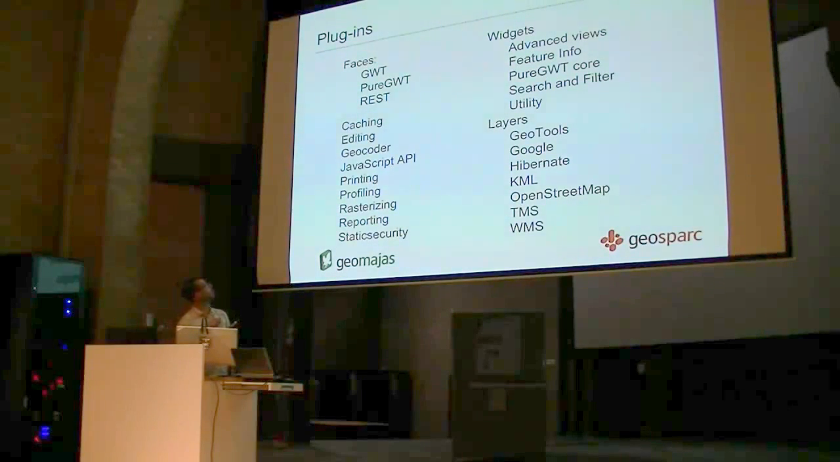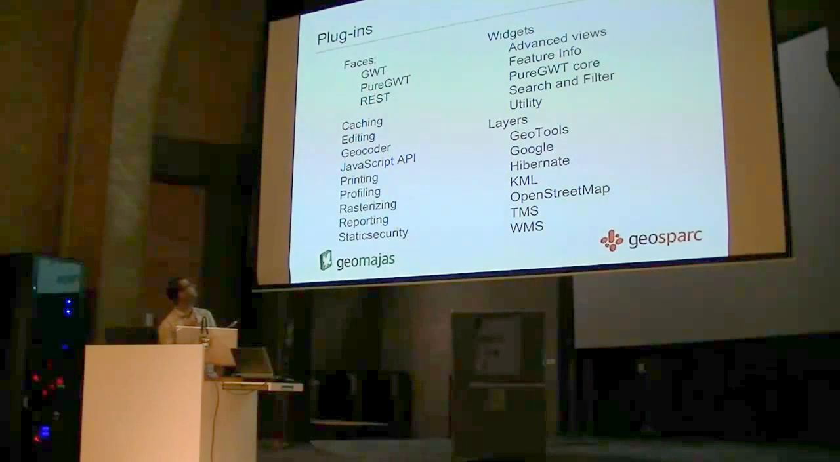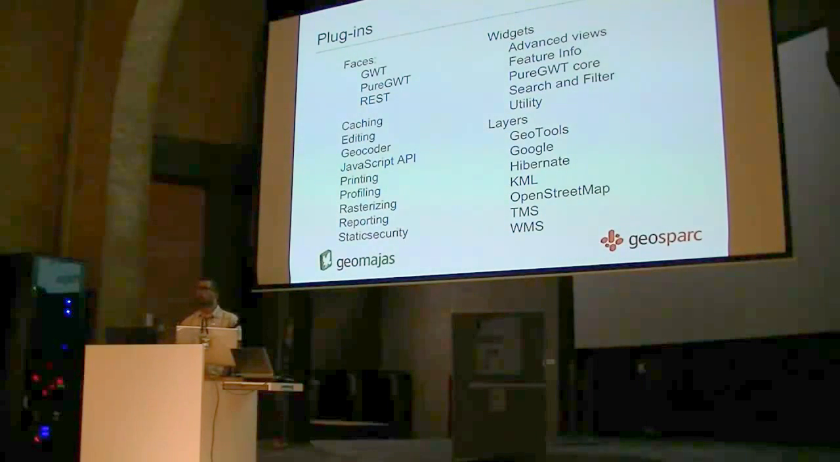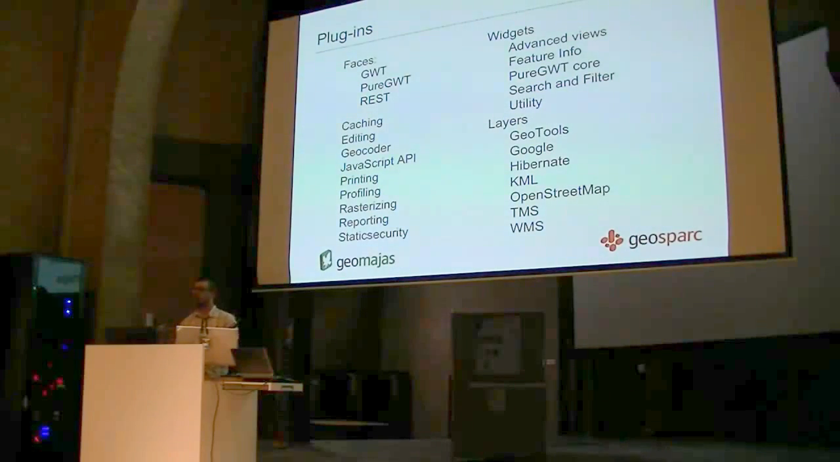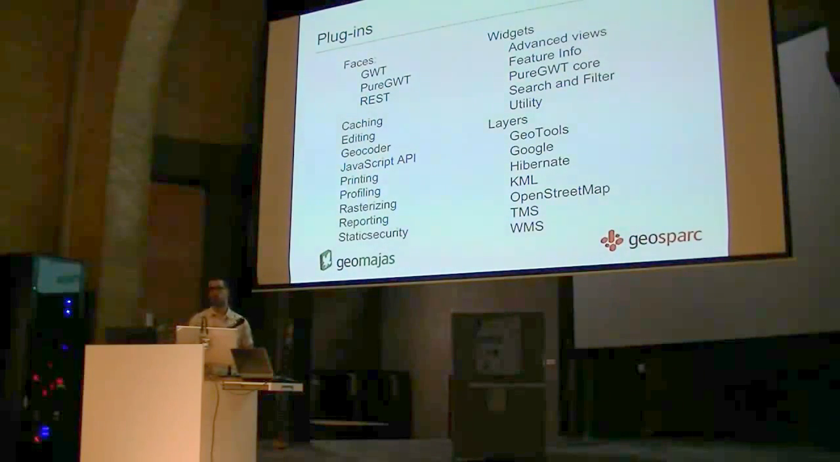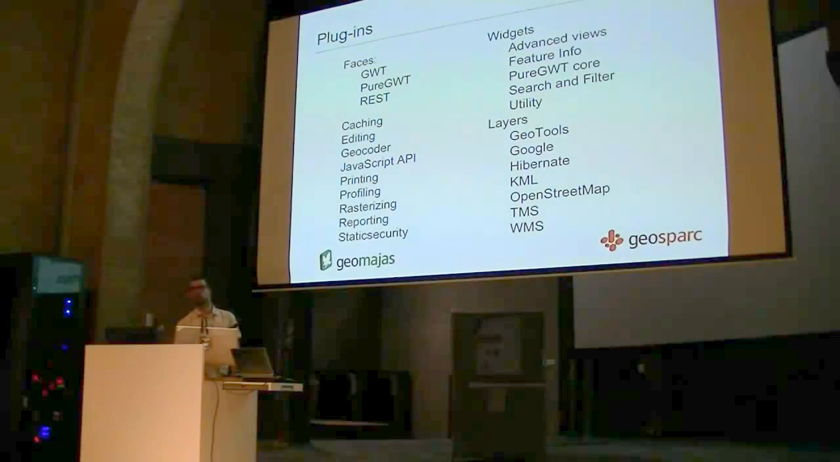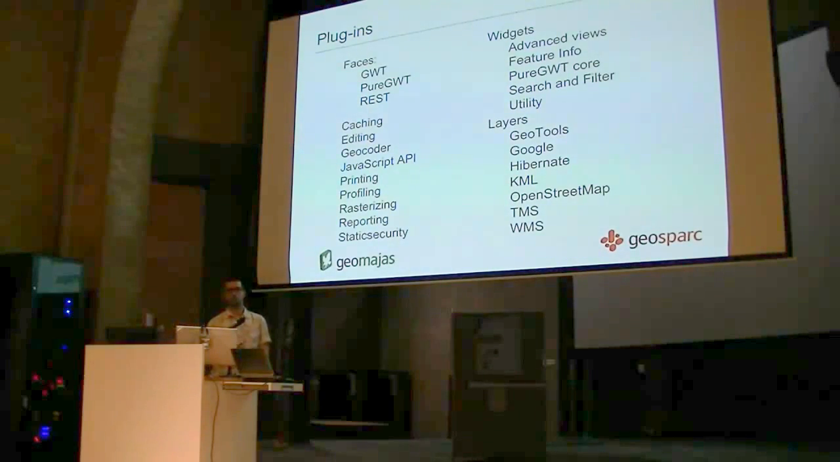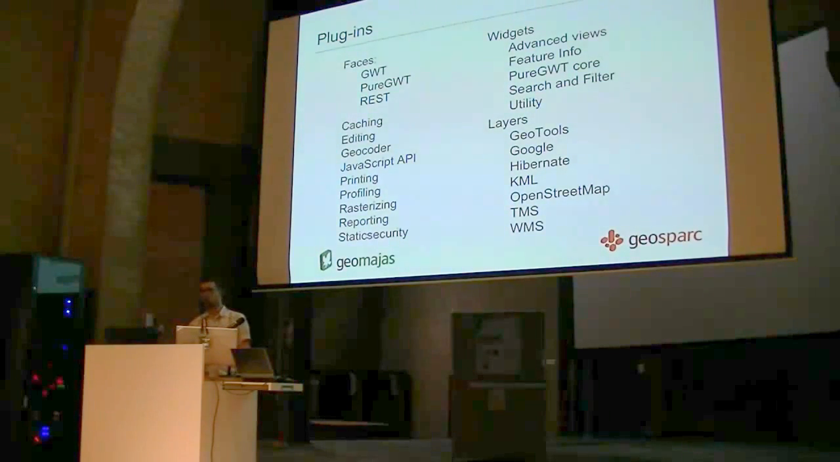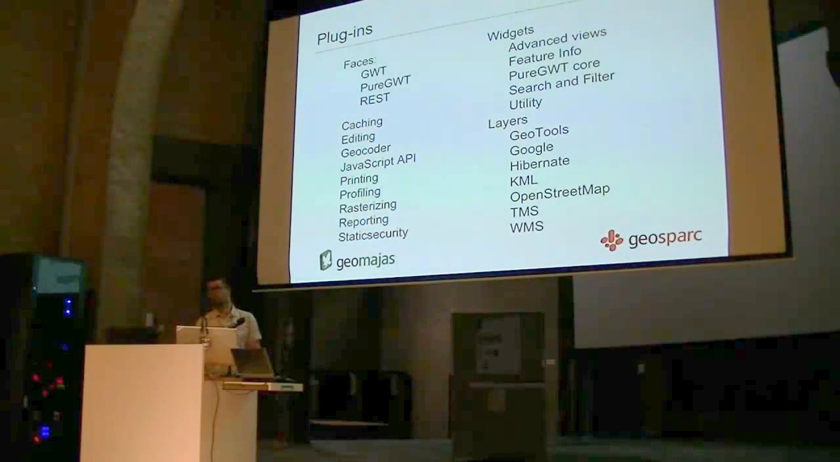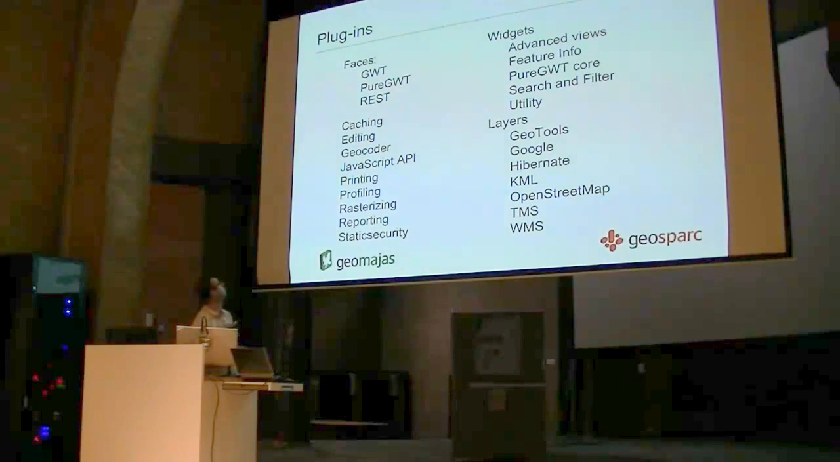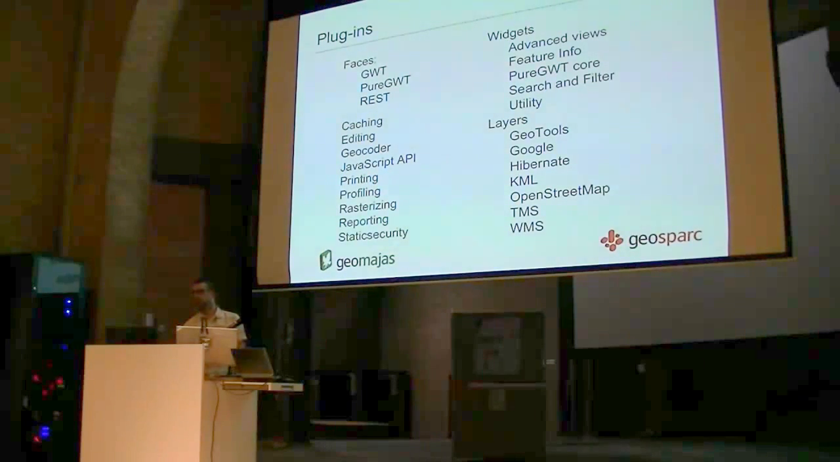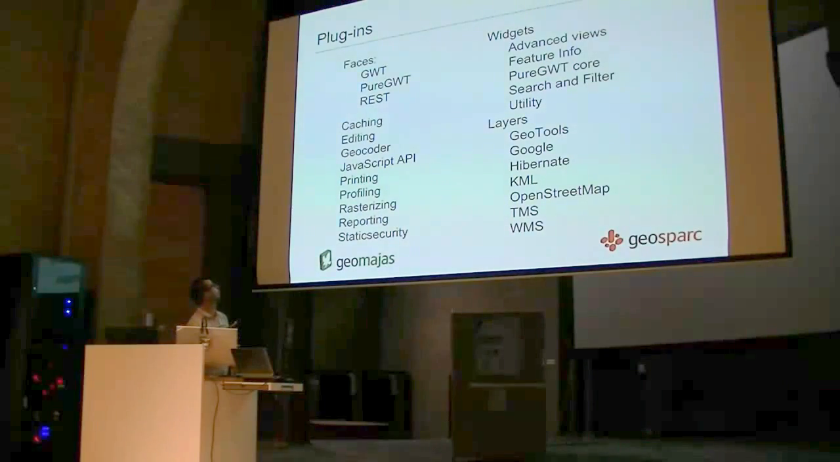So for the rest of it, we have caching, editing, we have a geocoder plugin, and you can actually choose where the data for the geocoder plugin comes from. We currently, by default, give you options to use the Yahoo PlaceFinder or GeoNames, but you can also plug in any other data source for that as well. There is a plugin which gives you a JavaScript API for easy integration with whatever website you have.